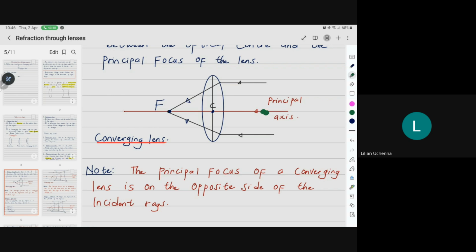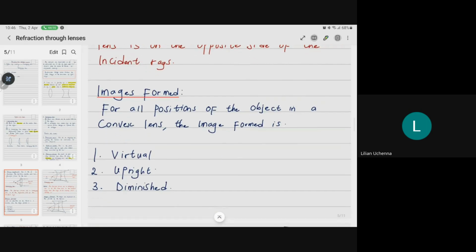But if you observe, this is where the principal axis is, right? The principal focus of a converging lens is on the opposite side of the incident ray. This is the principal focus. This is where the incident ray is coming from, and the principal focus is on the other side. The incident ray is on the other side of the lens, if you can observe that on the image. But for the diverging lens, you see what will happen. For a diverging lens, they are on the same side. Both the incident ray and the principal focus are on the same side. And that is why they don't converge. That is why they end up diverging. Okay. So look at that very image.